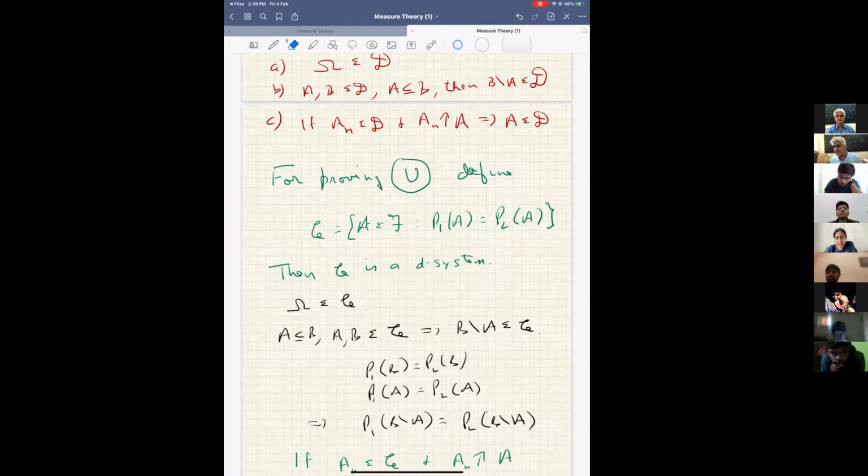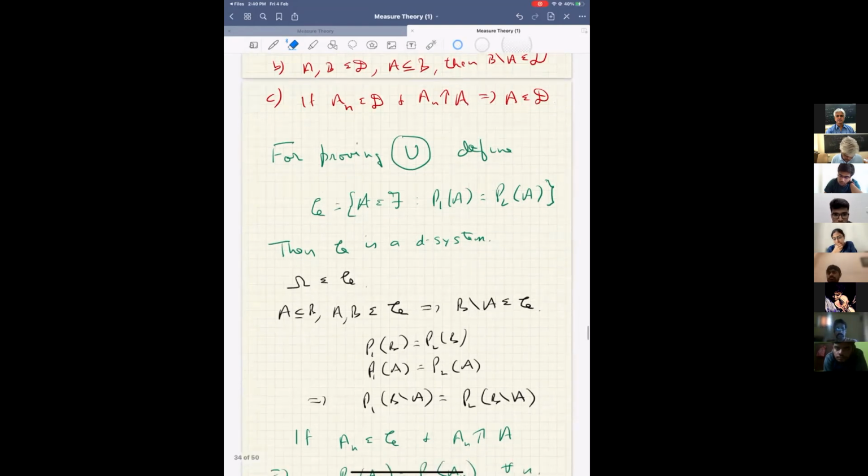It's not yet a sigma algebra. For it to be a sigma algebra, this D system will have to be a pi system. So that's a result that we'll show in a moment: if a D system is also a pi system, then it includes a sigma algebra containing the pi system. So then it'll become a sigma algebra basically. So we just need to show it's a pi system.